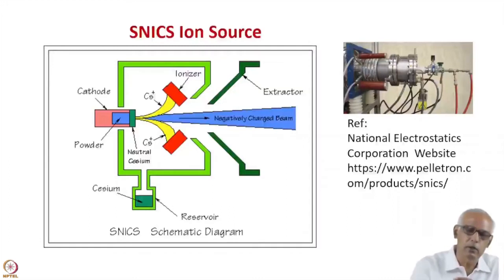So the electron can easily get attached to either the positive or the neutral ions which are coming out of this cathode. So for example, suppose I want to have carbon negative ions. So I put a carbon sample here, hit it with the cesium, and carbon will come out and it will pick up electrons from the cesium vapors and cesium beams, and then it can form negative ions, which by proper voltage on the extractor you can extract.